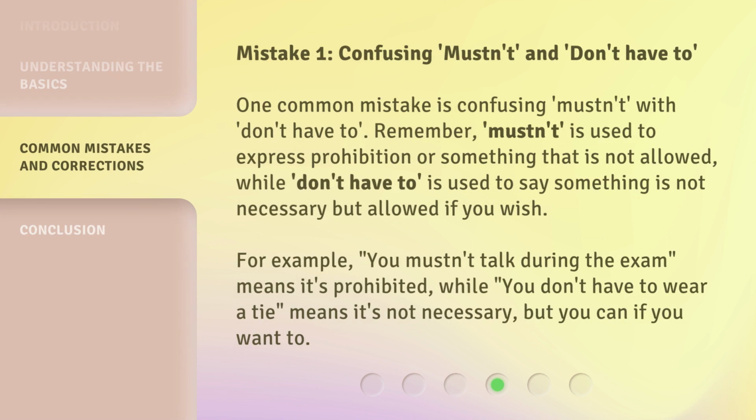Mistake 1. Confusing mustn't and don't have to. One common mistake is confusing mustn't with don't have to. Remember, mustn't is used to express prohibition or something that is not allowed, while don't have to is used to say something is not necessary but allowed if you wish.